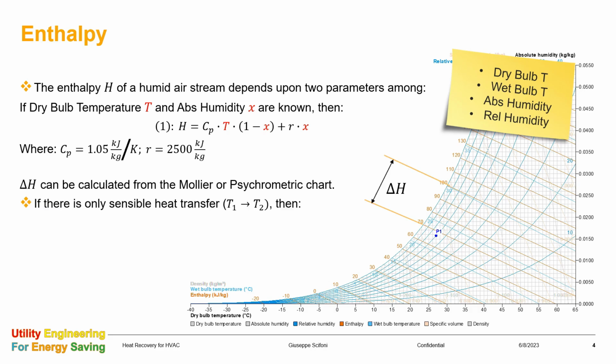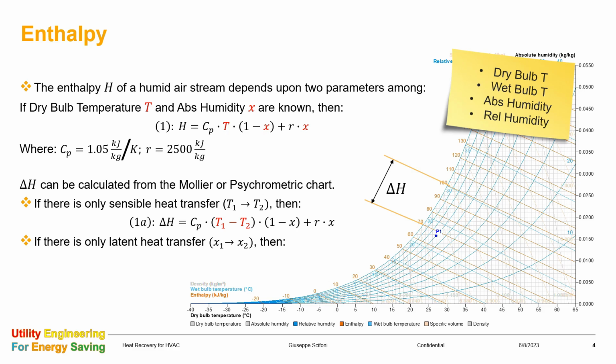If there is only sensible heat transfer from T1 to T2, then we can use formula 1a. If there is only latent heat transfer from X1 to X2, then we can use the formula 1b.